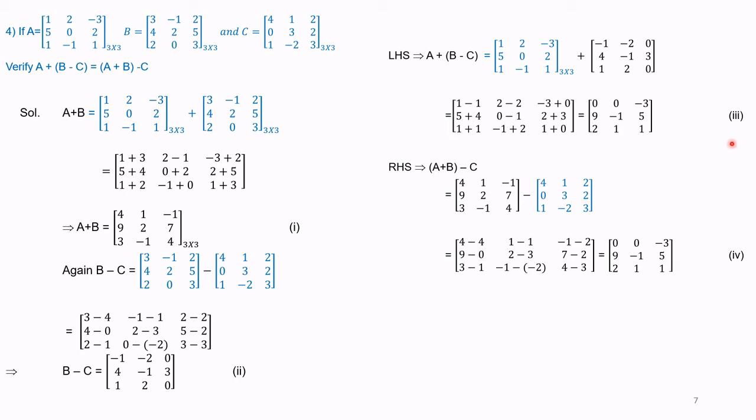Comparing the left hand side, that is A plus, within brackets, B minus C, whose result is given in equation 3, and the right hand side, within brackets, A plus B minus C, whose result is given in equation 4, we find that both are the same. Hence, left hand side is equal to right hand side. We will take the next problem now.